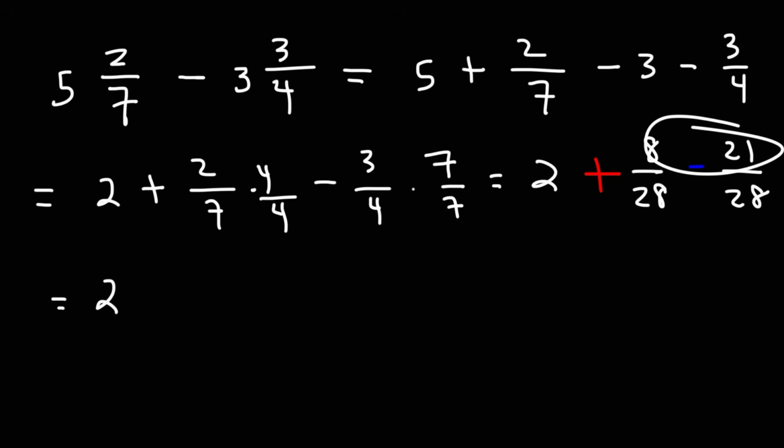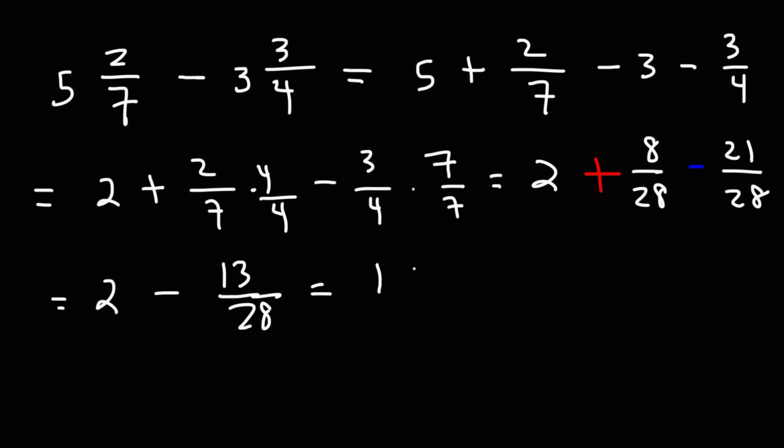8 minus 21, that's a negative 13. So we got 2 minus 13 over 28. So what can we do here? What we're going to do is we're going to borrow a 1 from the 2. So I'm going to write 2 as 1 plus 1. This one, I'm going to convert it into 28 over 28. A number divided by itself is 1.